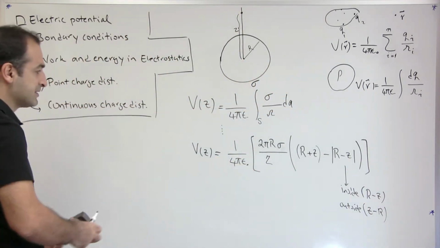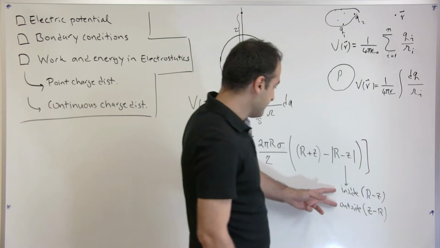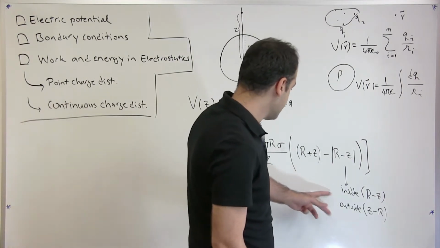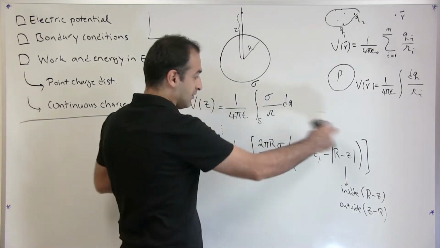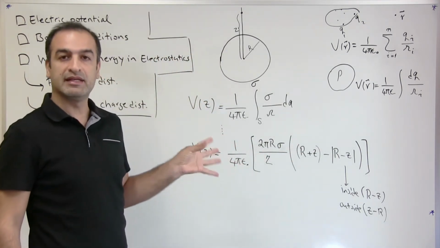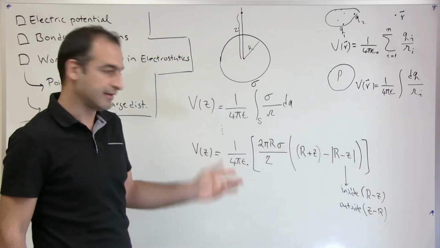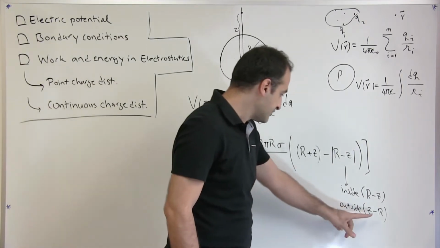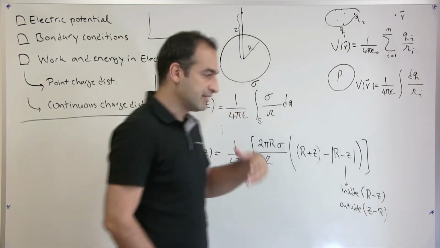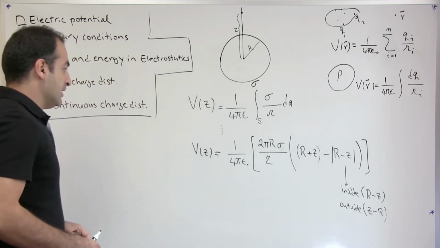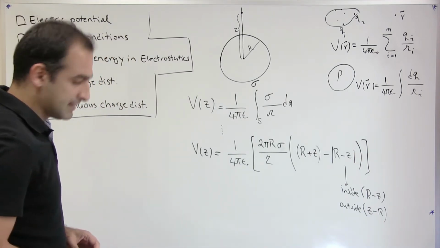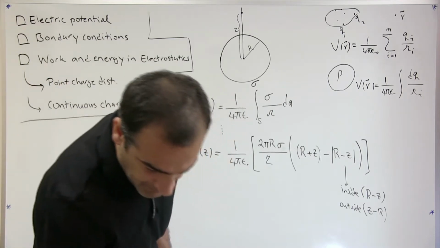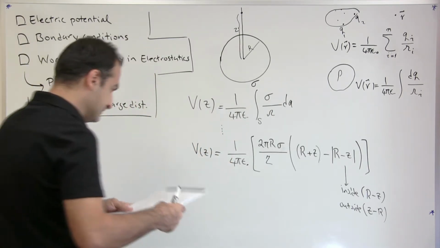Obviously, if we are inside, we have R minus z, which cancels out with the z here and makes the whole thing independent of z, meaning that the potential inside is a constant. If you are outside, then of course you have z here and z here, and the potential is going to be dependent on z.